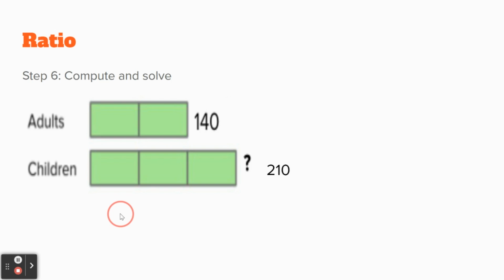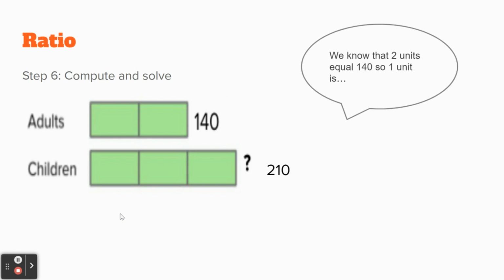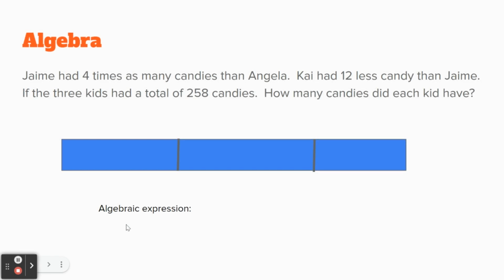140 adults, 210 children. Because we know that 2 units equals 140. So 1 unit equals 140 divided by 2, which is 70. And that means each of the children units is 70. So 70 times 3 is 210. Awesome blossom.